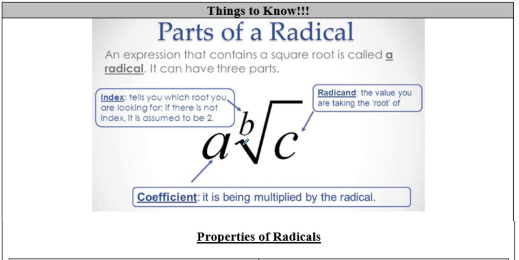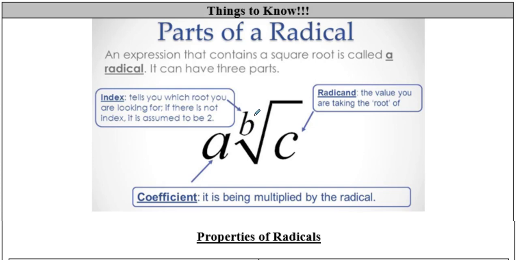It's very good for you to know the anatomy of the radical, and this graphic really gives you an in-depth look at what is going on. So let's start with this A. Anytime you have something to the left of the radical sign, that's going to be your coefficient. Remember, any kind of coefficient means we are multiplying to what's next to it. And then you have this B right here.